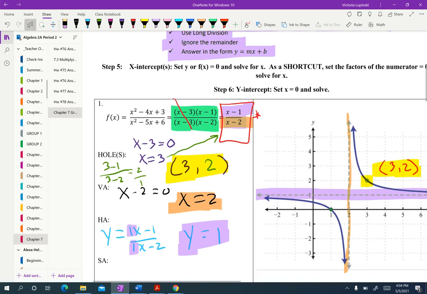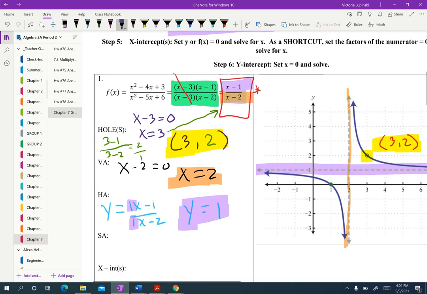Again, the only way that can happen would be if the degree of the top was larger than the degree of the bottom, which we already know is not the case. So we're going to go ahead and just say none. There are no slant asymptotes.